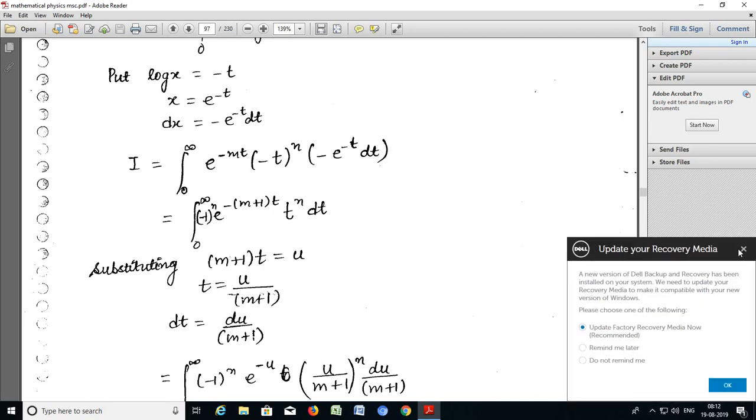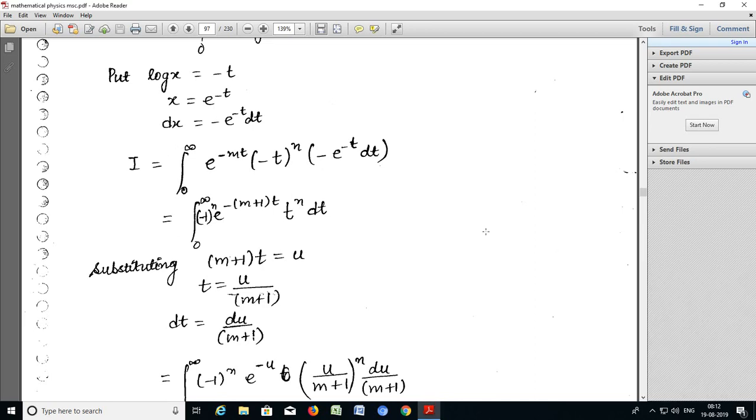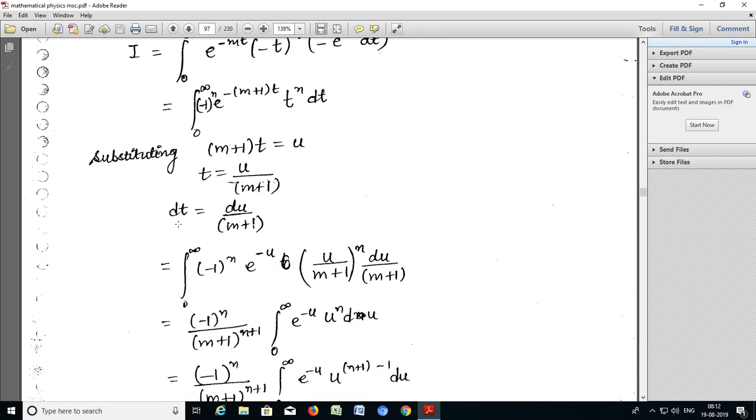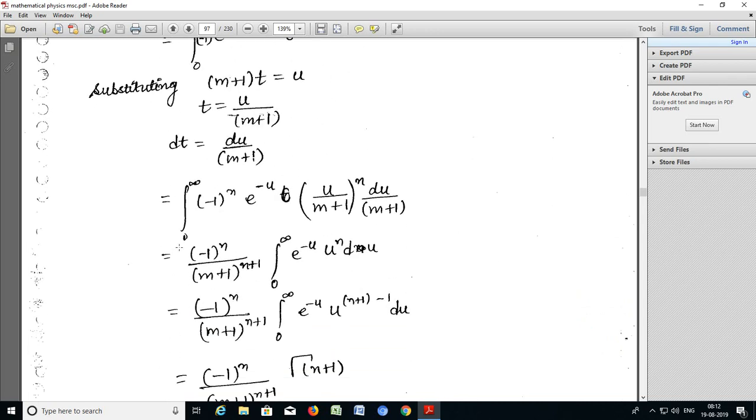Differentiate both sides. Dx is equal to minus e to the power minus t dt. So we get the integral from 0 to infinity of e to the power minus mt, minus t raised to power n, and minus e to the power minus t dt. This is the integral. So I is equal to minus 1 to the power n, integral of e to the power, combining the powers of e, t to the power n dt.